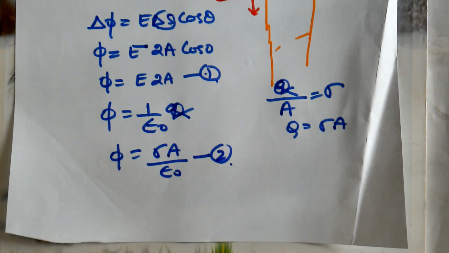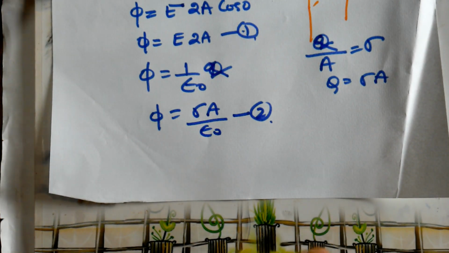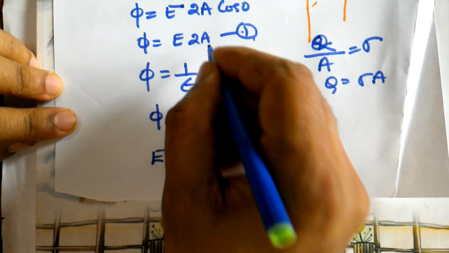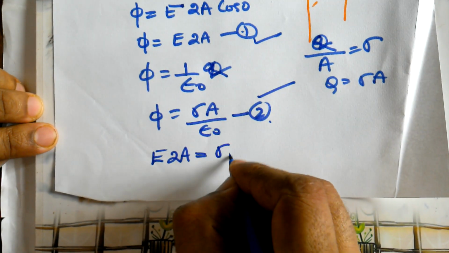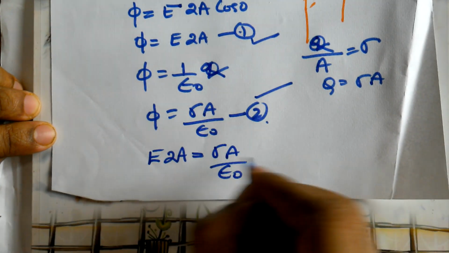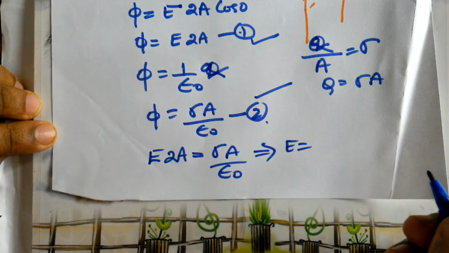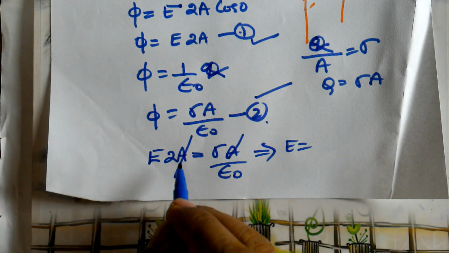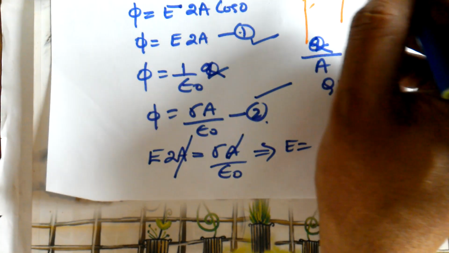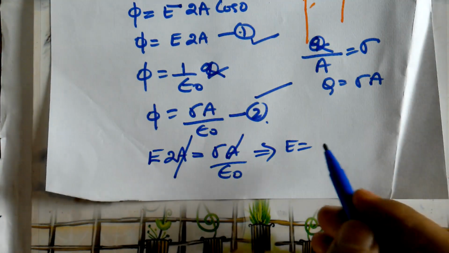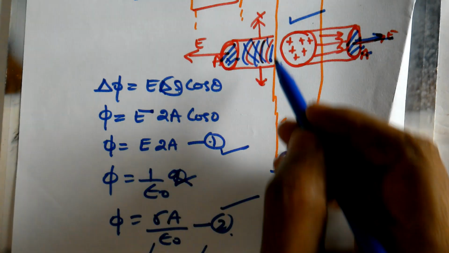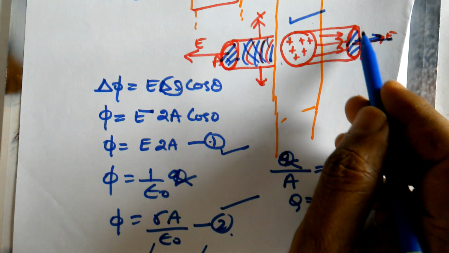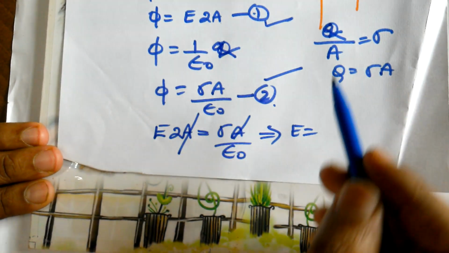Compare the two equations. Left hand side is same, so right hand side should be same. So comparing 1 and 2, E into 2A must be equal to sigma A by epsilon naught. That implies E is equal to, A gets cancelled. You see, last time L got cancelled. Now A gets cancelled. Whatever the area you take, no problem, because distribution is uniform everywhere. If you considered a larger area, of course you would have got larger charge here. But the final formula doesn't contain area at all.